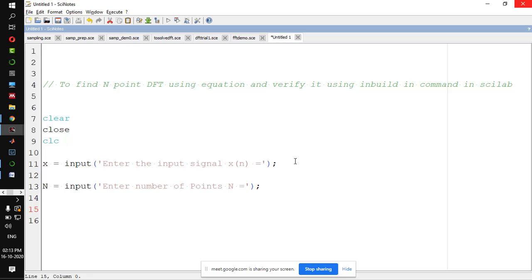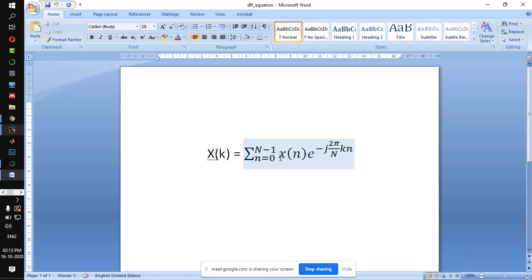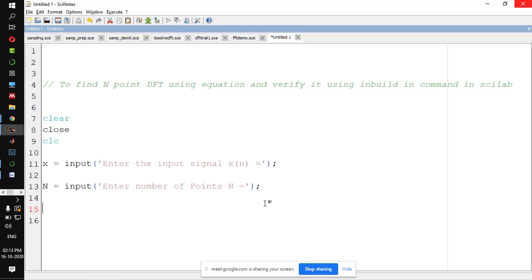Okay. What do we do next? I have read the signal x of n, and I have read how many points DFT I need to find, the value of capital N. What else shall we do? I have both x of n and capital N. What do we do next?